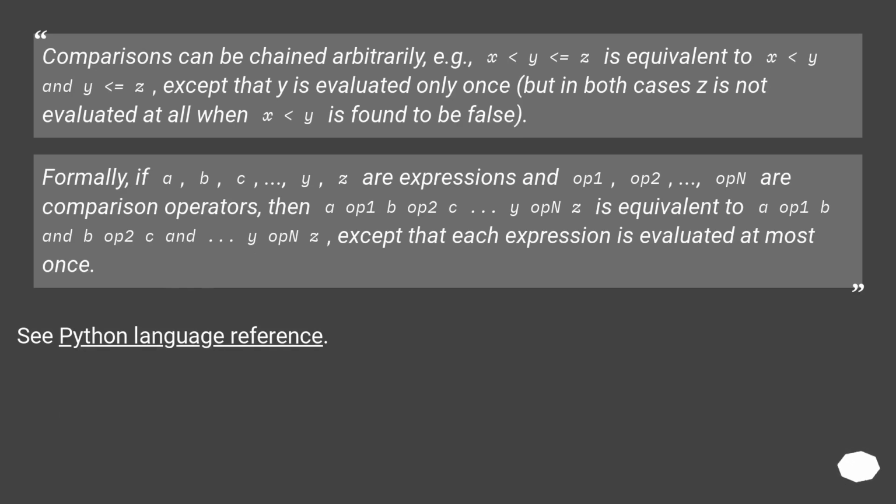Comparisons can be chained arbitrarily. For example, x < y <= z is equivalent to x < y and y <= z, except that y is evaluated only once, but in both cases z is not evaluated at all when x < y is found to be false. Formally, if a, b, c, ..., y, z are expressions and op1, op2, ..., opN are comparison operators, then a op1 b op2 c ... y opN z is equivalent to a op1 b and b op2 c and ... y opN z, except that each expression is evaluated at most once. See the Python language reference.